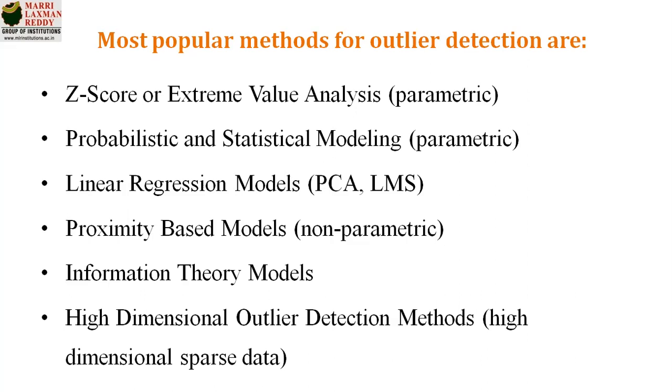And you'll be having the last method, high dimensional outlier detection methods, which will be used in complex data analysis like high dimensional sparse data, and for spatial data also we can use this type of outlier detection method.